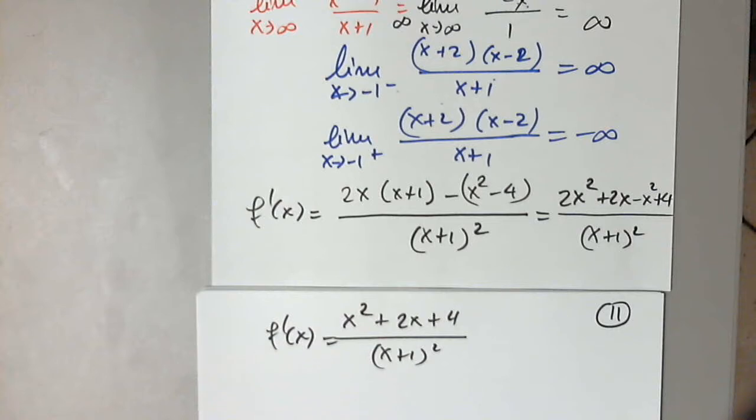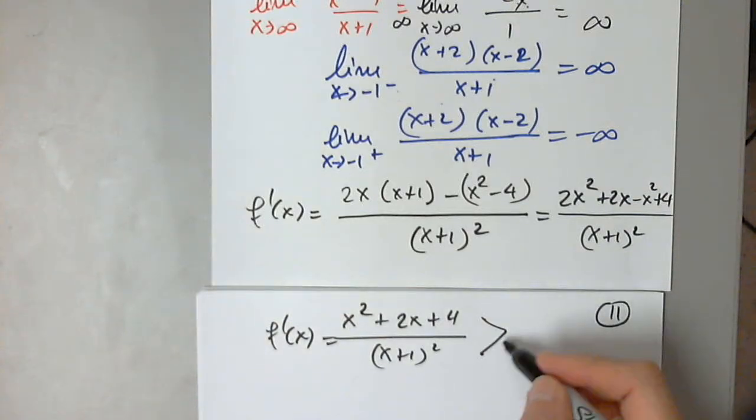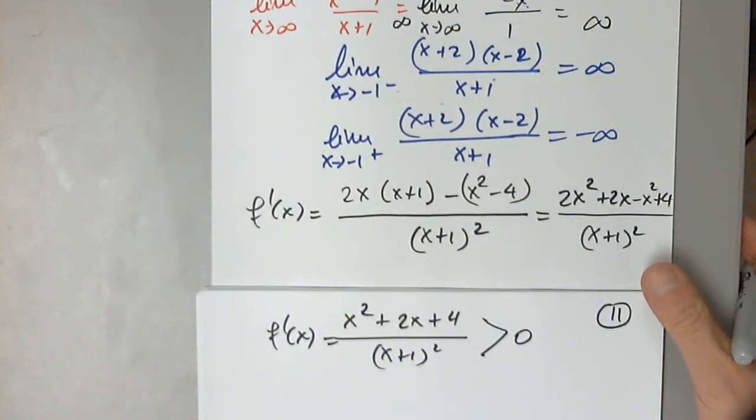Well, the numerator can never be 0, because negative b plus or minus the square root of b squared minus 4ac will never be real. The denominator is always positive, critical numbers none. The derivative is always positive, which makes the function always increasing.